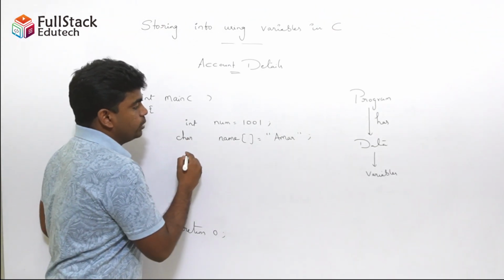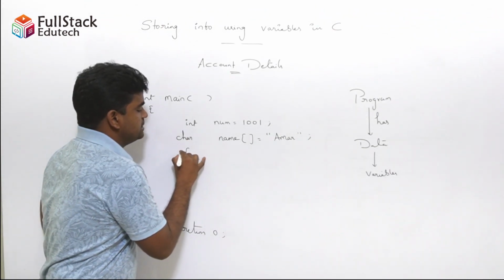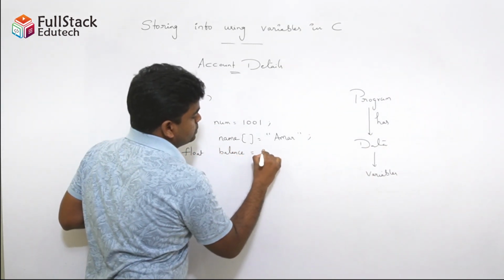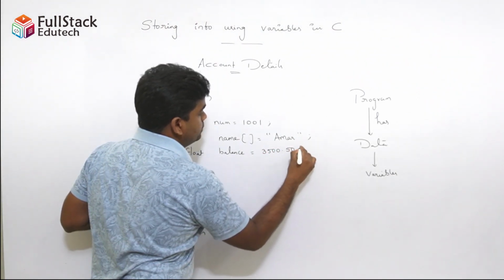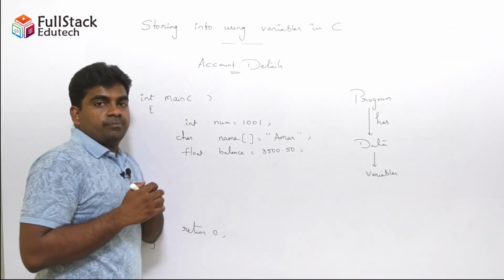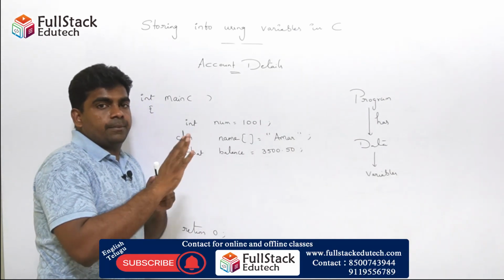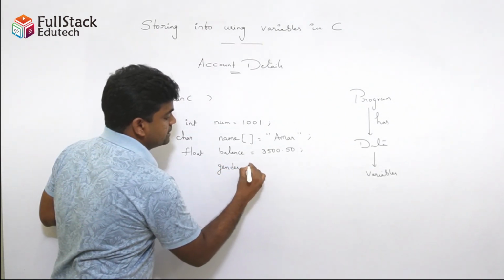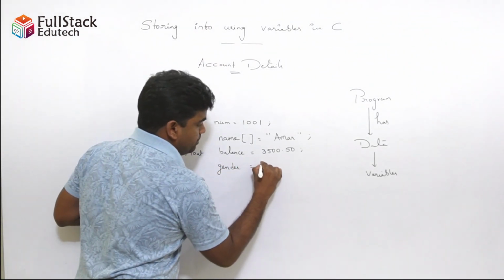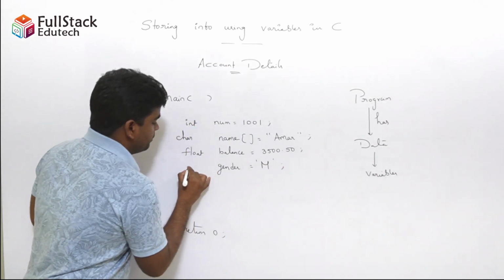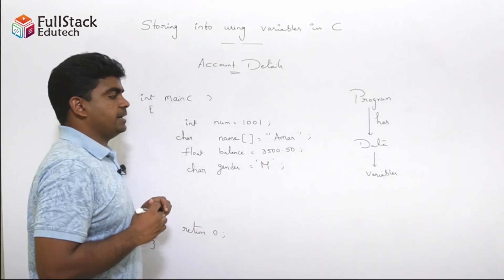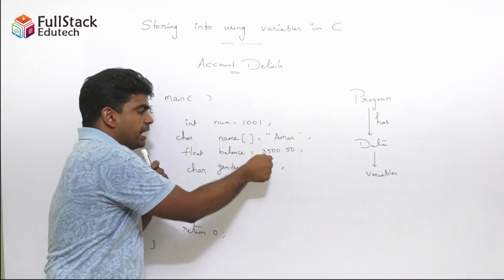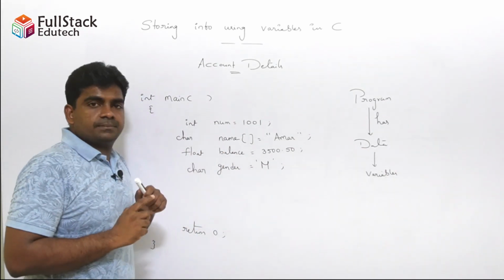Next one, a float value. For example, the account holder balance I am taking. Balance is a float type. Here, suppose 3500, with a decimal value of some 50 paisa. Next, for example, I want to store gender, male or female. Here I am taking gender. For example, male. A single character we represent with the character data type. This is how we store the information of account holders into different types of variables.